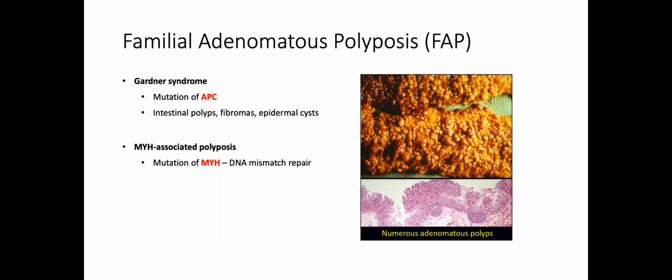Familial adenomatous polyposis, FAP. This is a mutation of APC. Remember all the way back to MFM1. There's also the MYH associated one as well, which is the DNA mismatch repair. But usually we think of the mutation of APC with FAP. It's hundreds to thousands of intestinal polyps, fibromas, and epidermal cysts. And remember that these people with FAP have a higher risk of cancer, so they start getting colonoscopies at a really young age.